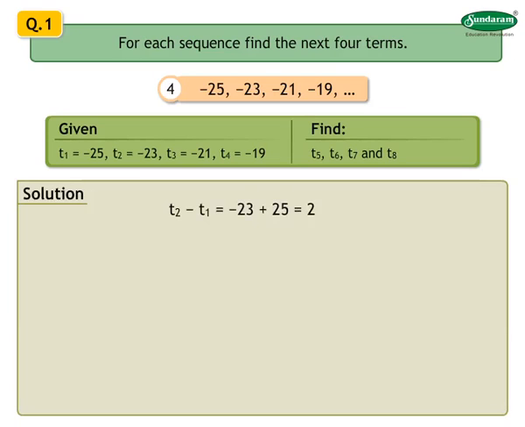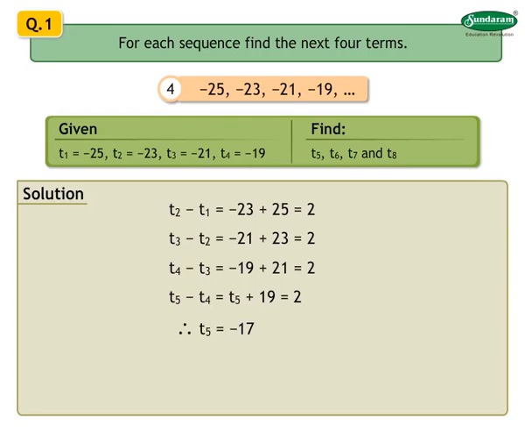T2 minus T1 is equal to minus 23 plus 25 is equal to 2. T3 minus T2 is equal to minus 21 plus 23 is equal to 2. T4 minus T3 is equal to minus 19 plus 21 is equal to 2. T5 minus T4 is equal to T5 plus 19 is equal to 2. Therefore, T5 is equal to minus 17.